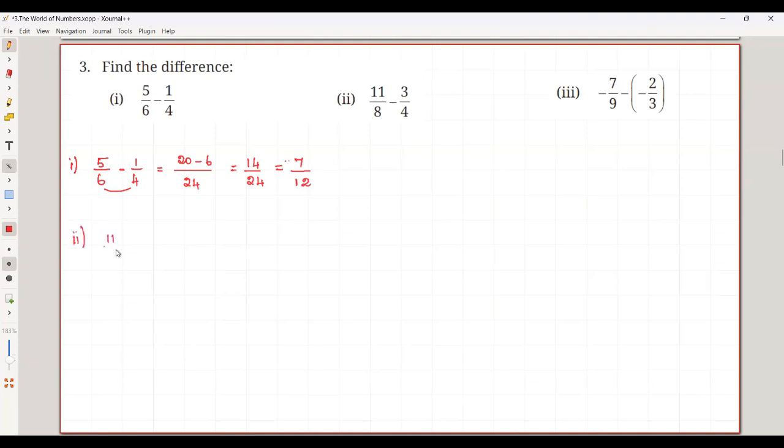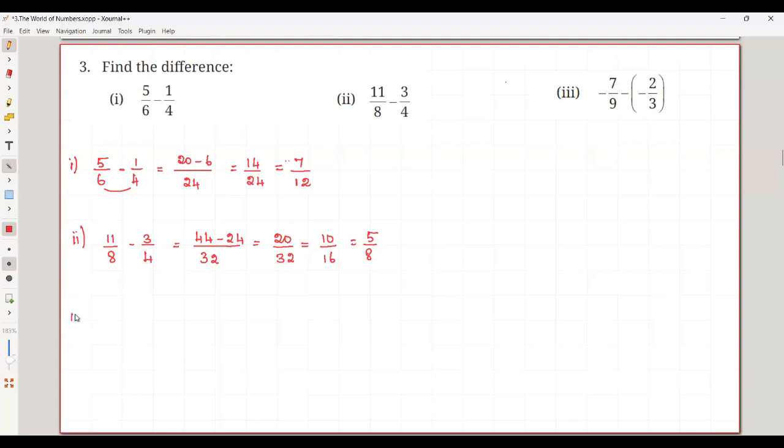Now the second question is given as 11 by 8 minus 3 by 4. Both are having different denominators. Just multiply the denominators. 4 8s are 32. And cross multiply: 4 11s are 44 minus 3 8s are 24. Just subtract, right? So we'll be getting 20 divided by 32. Both are divisible by 2. 10 2s are 20, 16 2s are 32. So again we can simplify. 5 2s are 10, 8 2s are 16. So 5 by 8 is the answer.